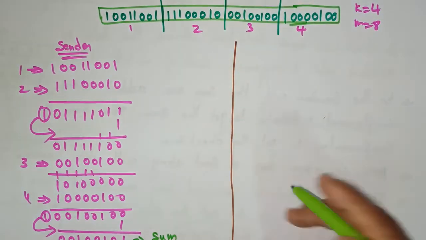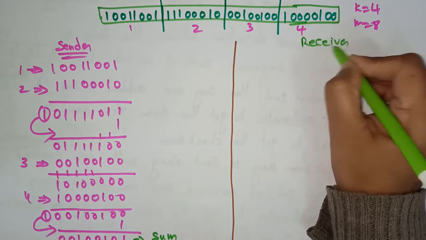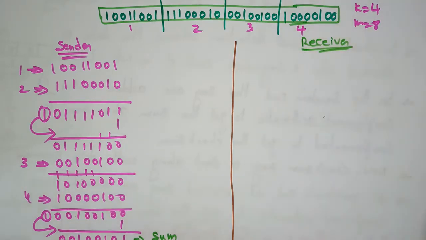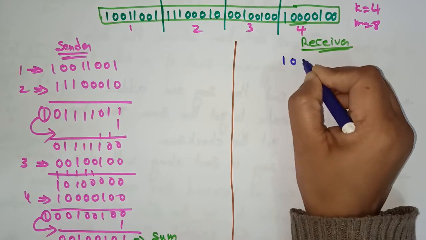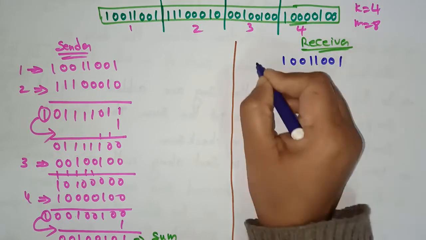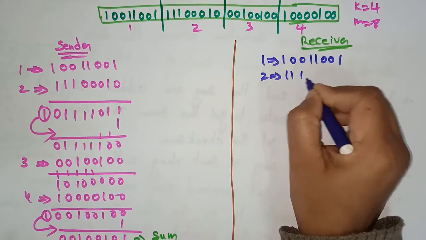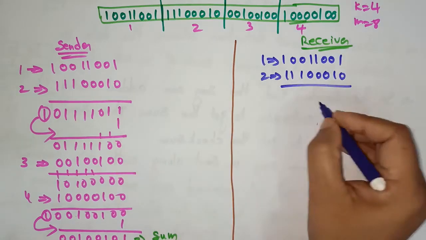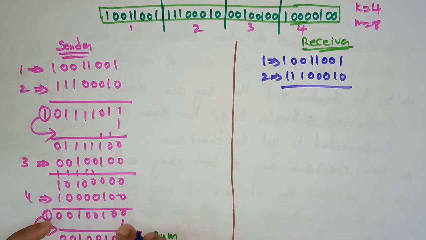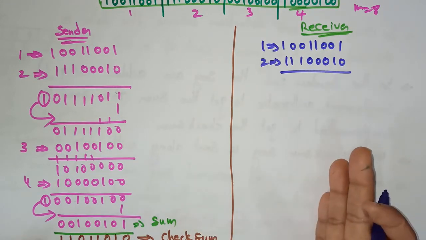The receiver side also does the same work. So let's do this. What is the first segment? 1, 0, 0, 1, 1, 0, 0, 1. This is the first segment. And try to add the second segment, 1, 1, 0, 0, 0, 1, 0. You are getting the same. Up to the fourth one, everything is the same. But for the final sum, you need to add the checksum. So that is what the receiver will do.